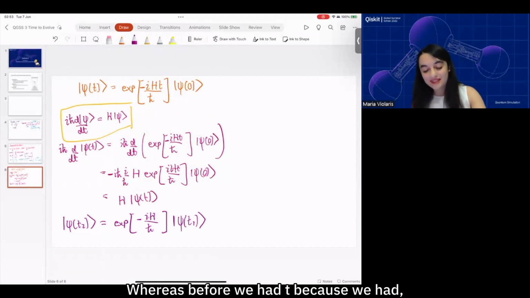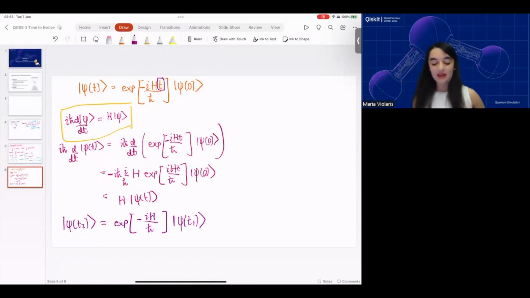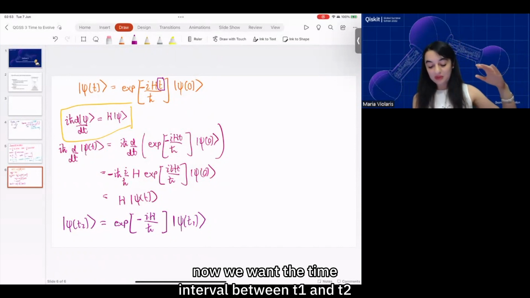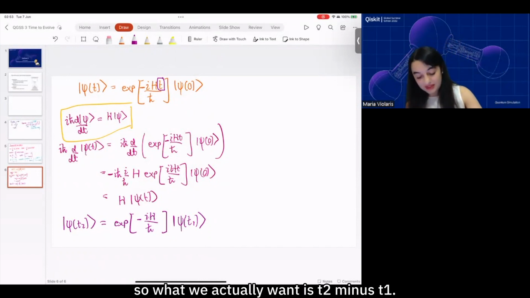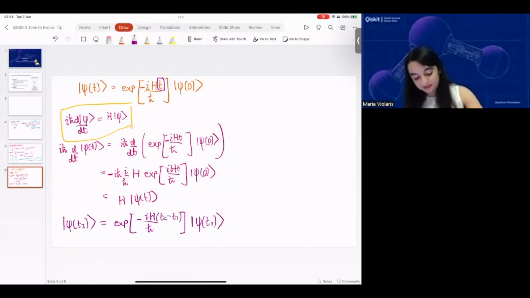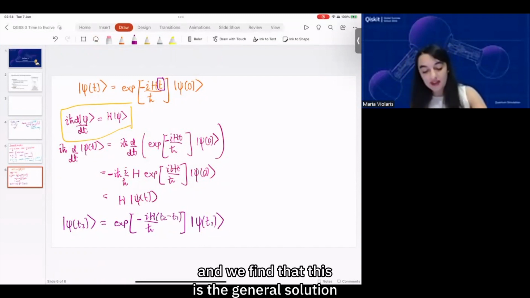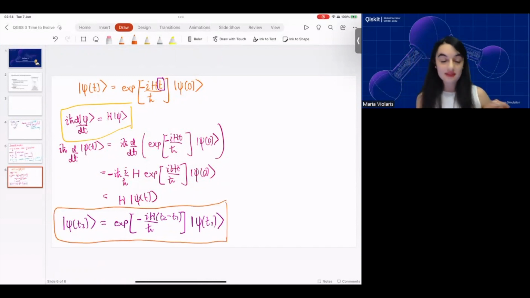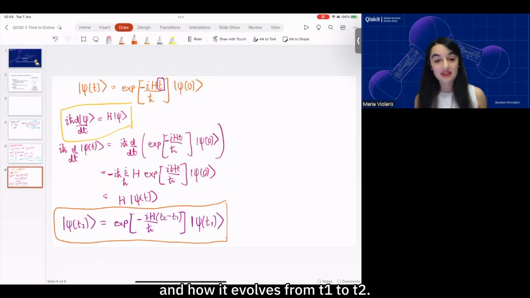Whereas before we had t, because t was the time interval from 0 to t, now we want the time interval between t1 and t2. So what we actually want is t2 minus t1. So we put that in, and we find that this is the general solution for two different times, and how it evolves from t1 to t2.